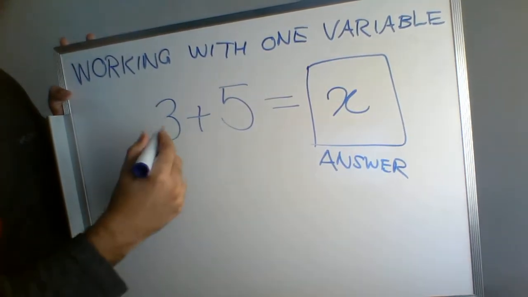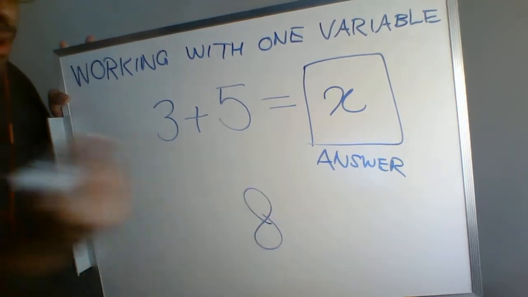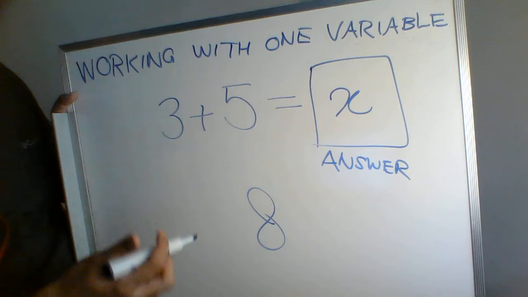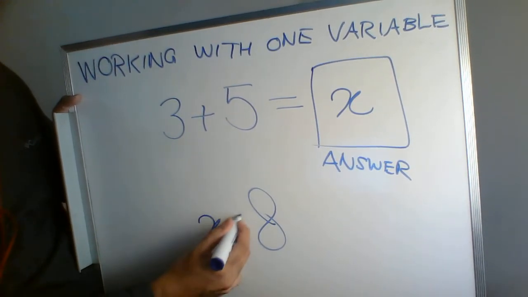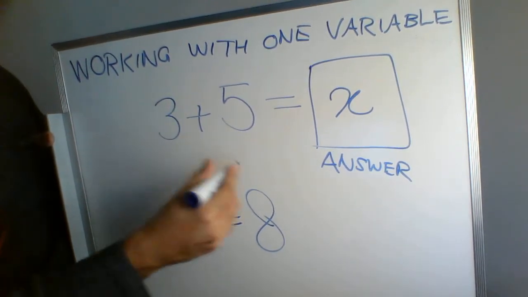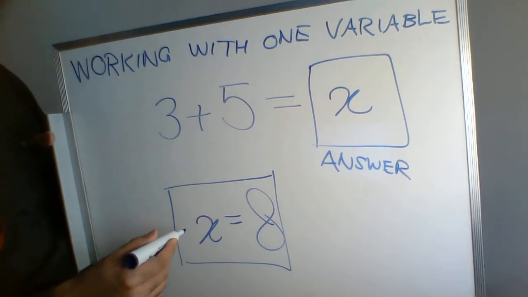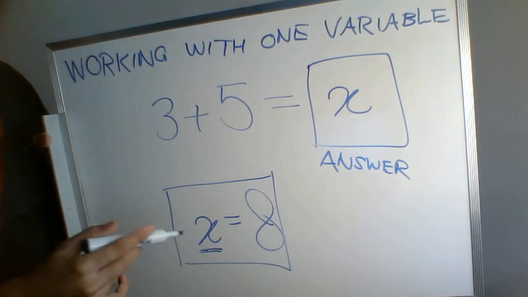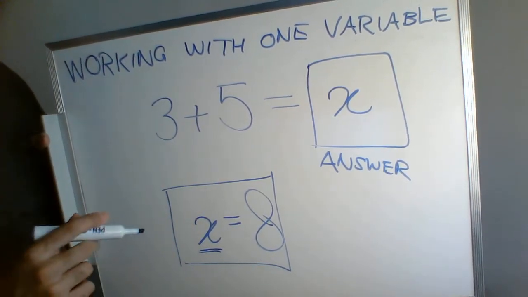Now, if I've written it as 3 plus 5 equals x, and you just go on your paper and write down 8, that's right, but that's not really connected to the question. The most proper way to do it would be to say x is equal to 8. So if you're working with algebra and you're working with variables, try and remember to keep the variable actually in your final answer. If the variable is what you're solving for, you should say this variable x is equal to, and then whatever it's actually equal to.